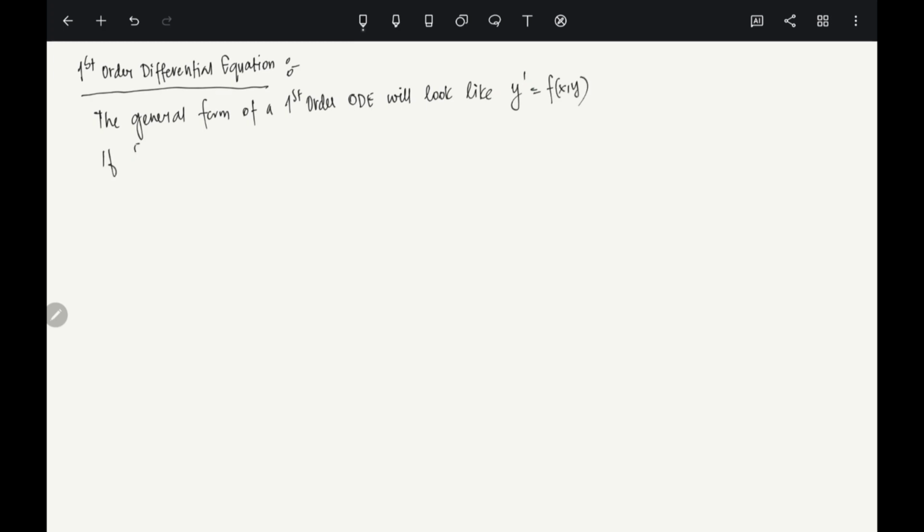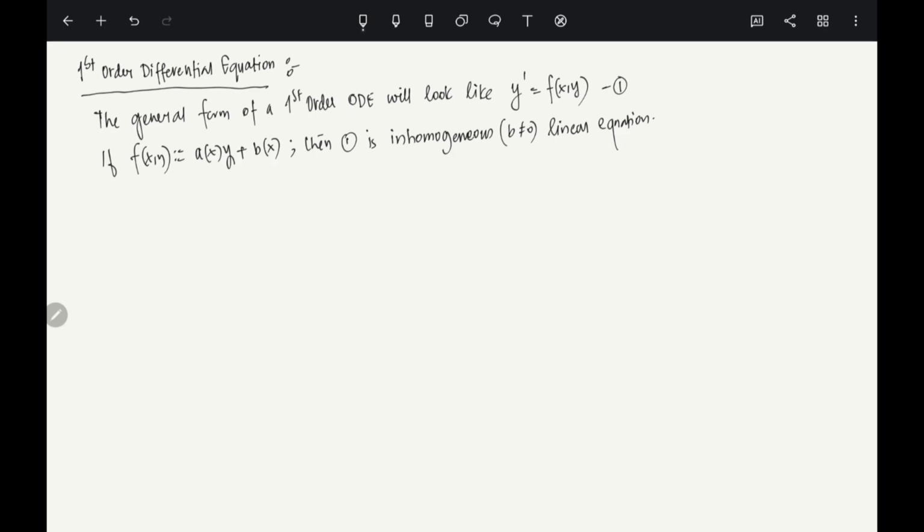Now if f of x, y is of the form a(x) y plus b(x), let's call it 1, then it is inhomogeneous. Inhomogeneous is when b is not 0. It is a linear equation, and it is very easy to solve. You just find the integrating factor and you can solve it.